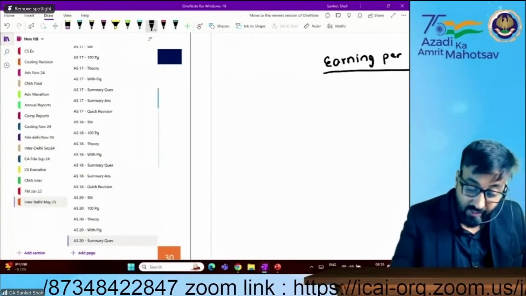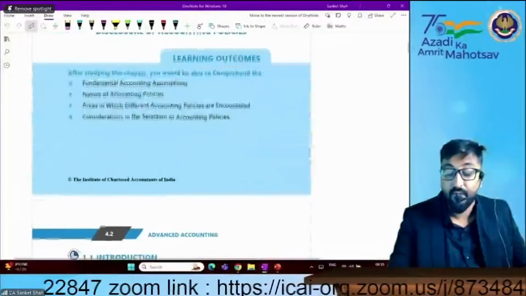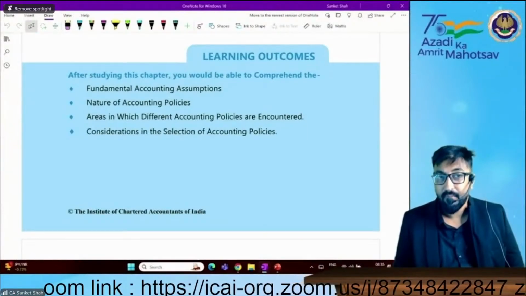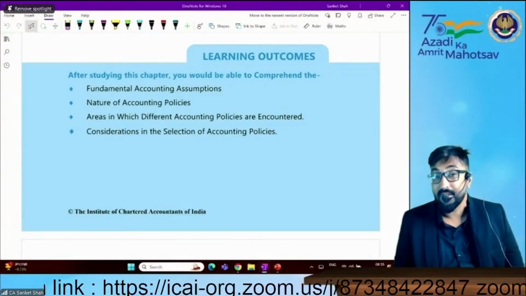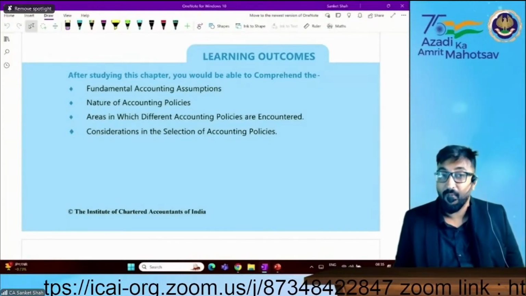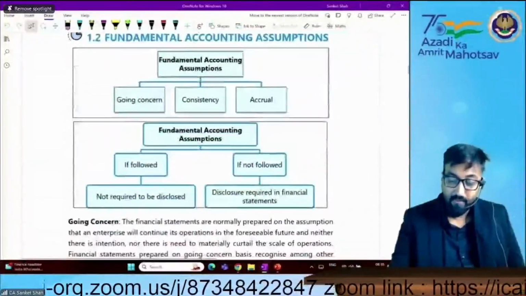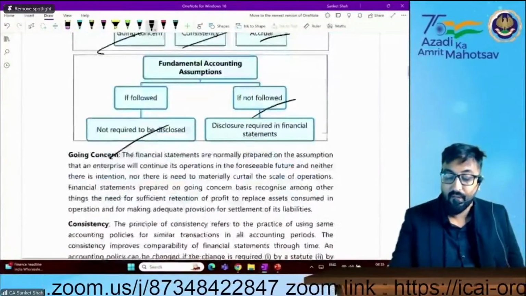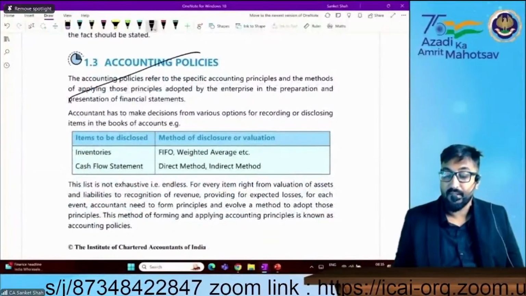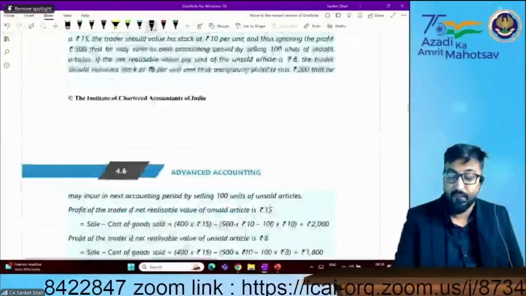Before starting Accounting Standard 20, how do you understand whether you are comfortable with Accounting Standard 1 or not? See, if you can read the theory part very easily from the study mat and you are able to understand the concept, then beta, your faculty has taught you very well. Fundamental assumptions, we already covered this chart. Going concern, consistency, accrual. You read your study mat today itself. Accounting policies, we already studied what accounting policies are. Then selection of accounting policies, we are done with that.